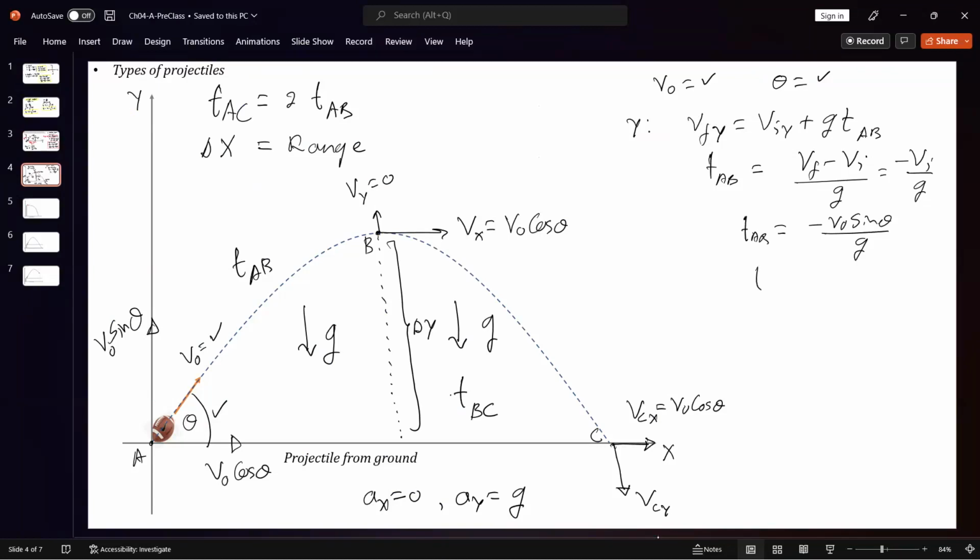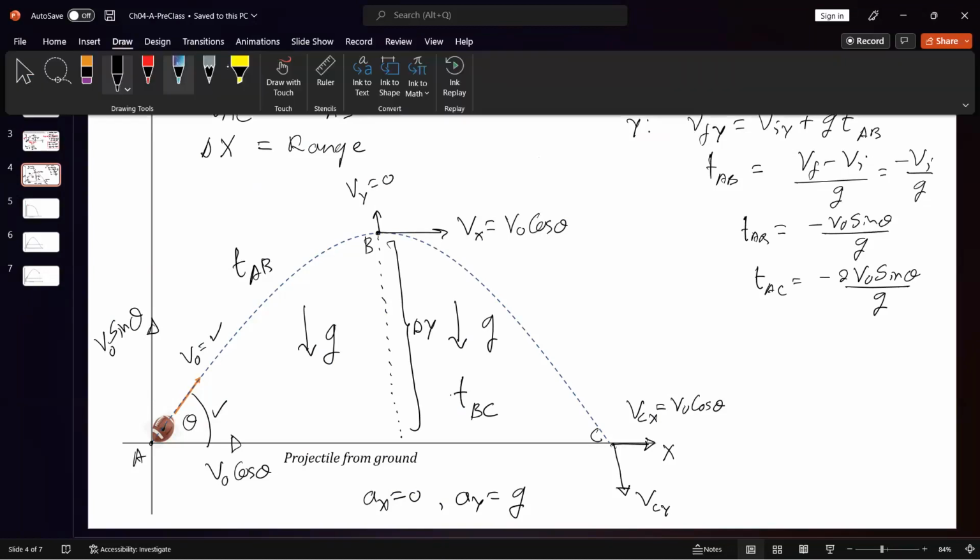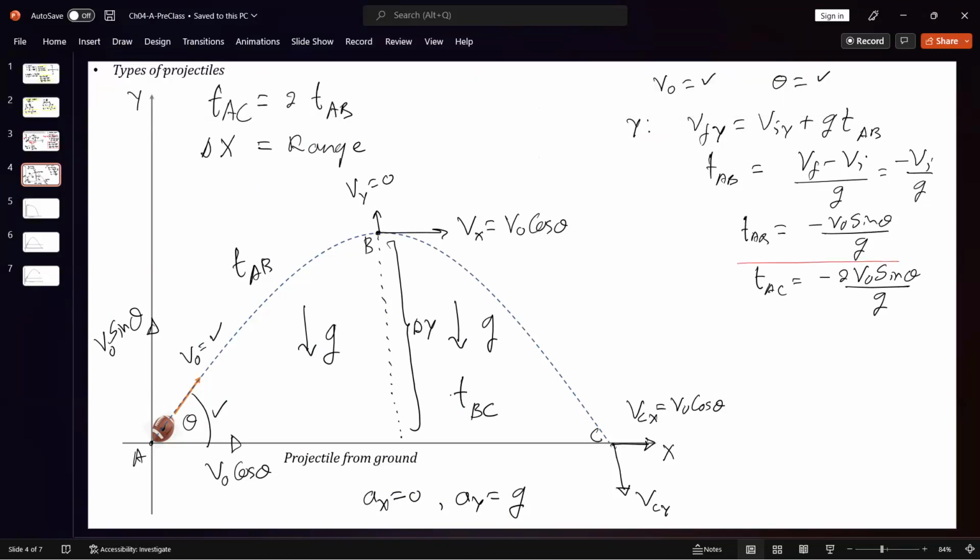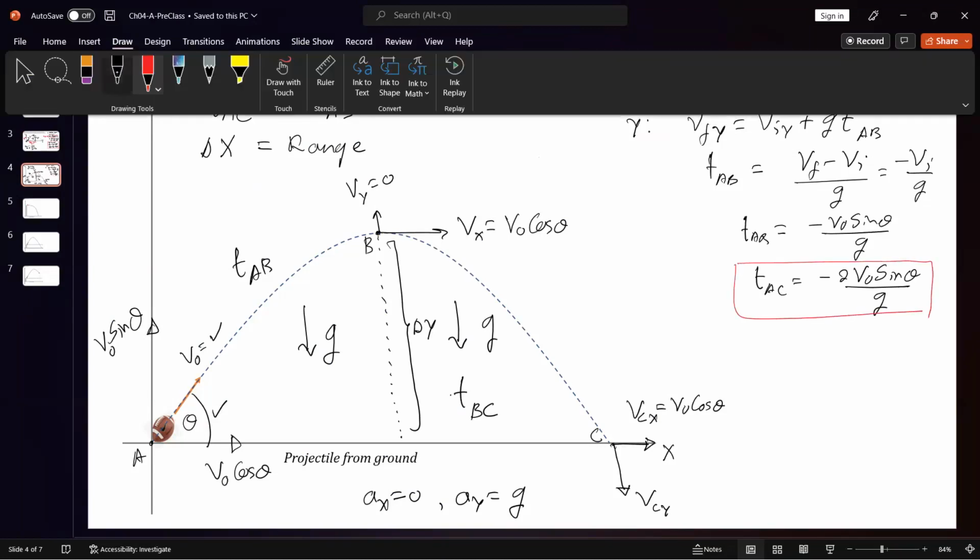Now the total time from A to C is twice this number, because this is a symmetric motion. Not every projectile is symmetric. You need to look at that very carefully. Now, since I know this time, this is the total time now, right? Since I know the total time of the motion, by using that I can find every other thing.